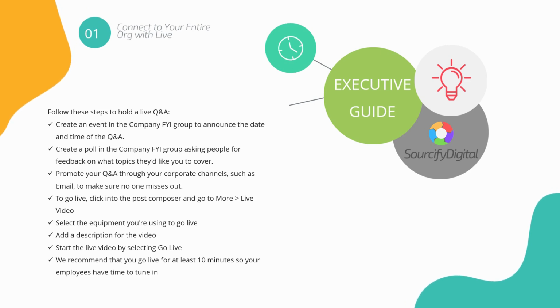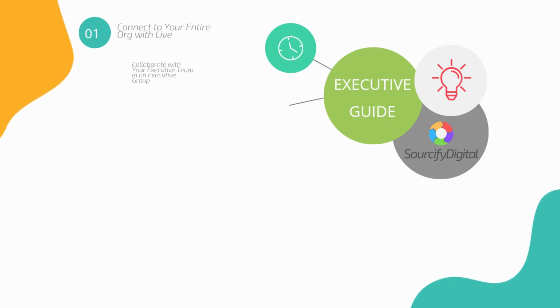To go live, click into the post composer and go to More, Live Video. Select the equipment you're using to go live. Add a description for the video. Start the live video by selecting Go Live. We recommend that you go live for at least 10 minutes so your employees have time to tune in.